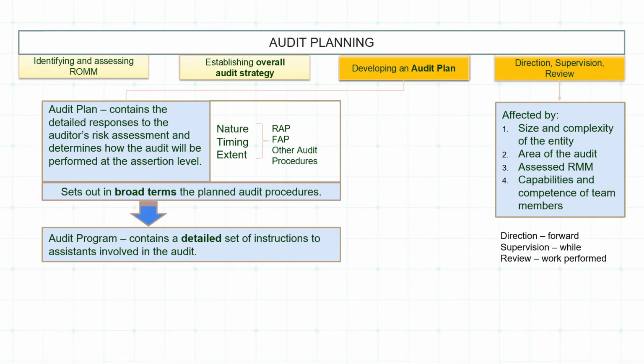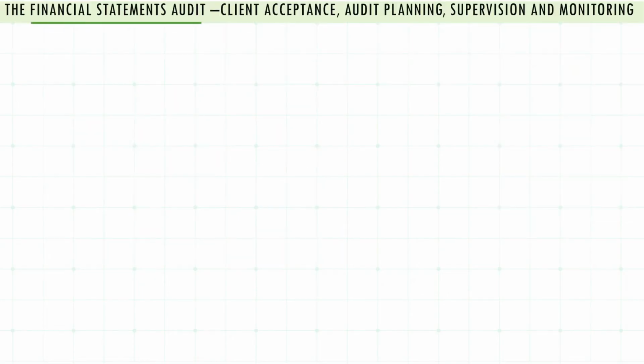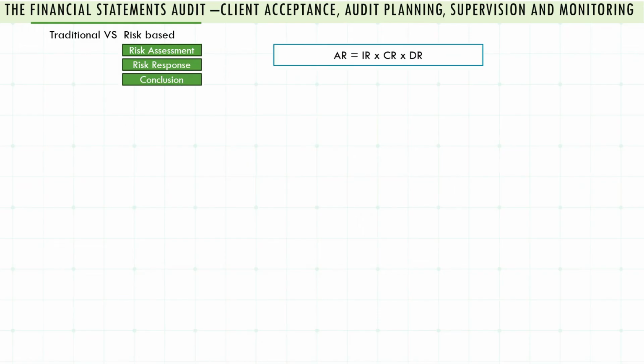So as we close this off, let us recall that when we talk about the financial statements audit, it can be performed using either the traditional audit or the risk-based audit. Of course, the risk-based audit is more preferred, where we said there has to be risk assessment, risk response, and conclusion. Okay, conclusion and reporting. And to this, we once invoked the audit risk model.